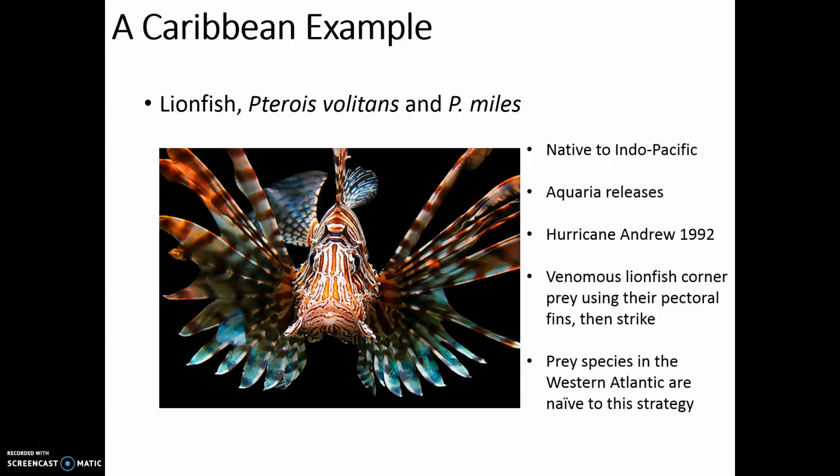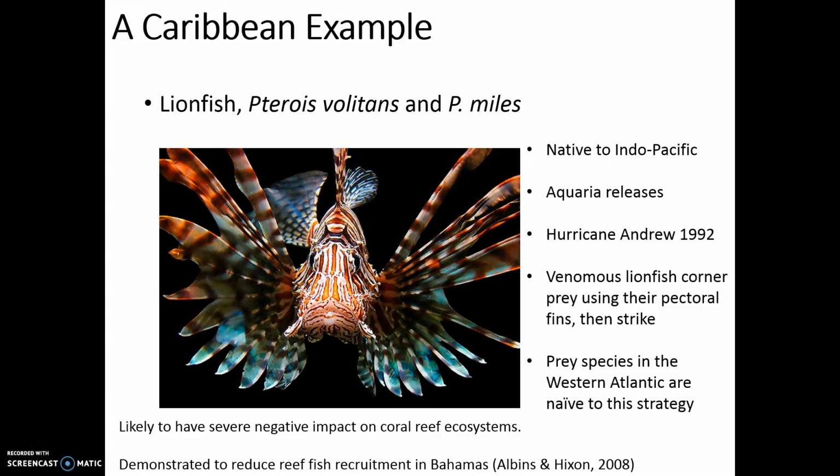Sometimes they get eaten, but sometimes they manage to escape. However, the equivalent fish in the Atlantic have never had to deal with a predator like this before, so they don't have a method of avoiding it. They're naive to the strategy, and so the lionfish is much more damaging on those populations than it is on the populations in its native habitat. And for this reason, because coral reef fish are very important to the health of coral reef ecosystems, the lionfish may have a severe negative impact on coral reef ecosystems as a whole, not just on the fish that they actually eat. And this has actually been demonstrated in the Bahamas, but most likely this is the case throughout the Caribbean.